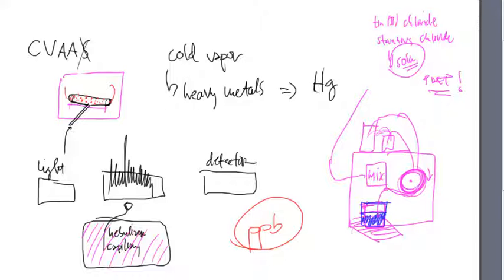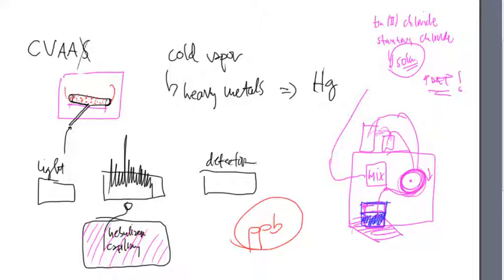Now, the Chemtech lab does have a cold vapor attachment. We rarely use it because we really don't want you playing around with mercury all the time. That's due to a safety hazard. But we do have the technology and the capability to run and analyze for mercury with a cold vapor. All right, so that's the cold vapor attachment.